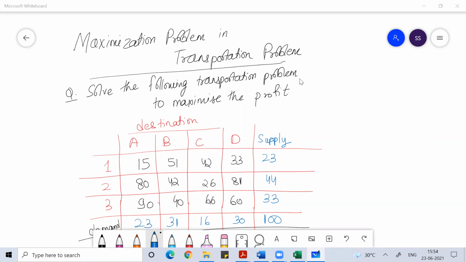Good afternoon, everyone. Welcome to the class on operation research. In this class, we are going to discuss the maximization problem in transportation problem.